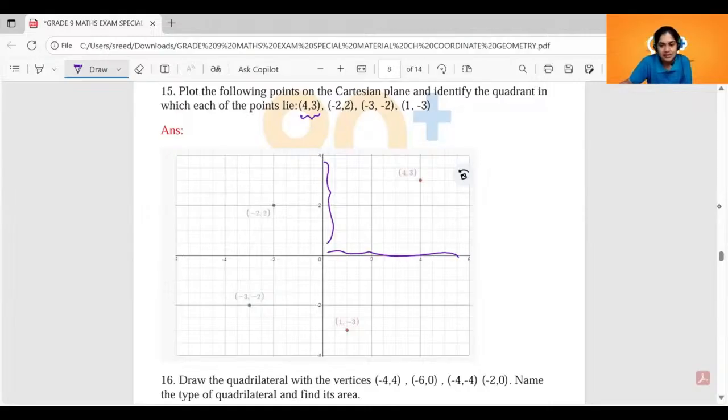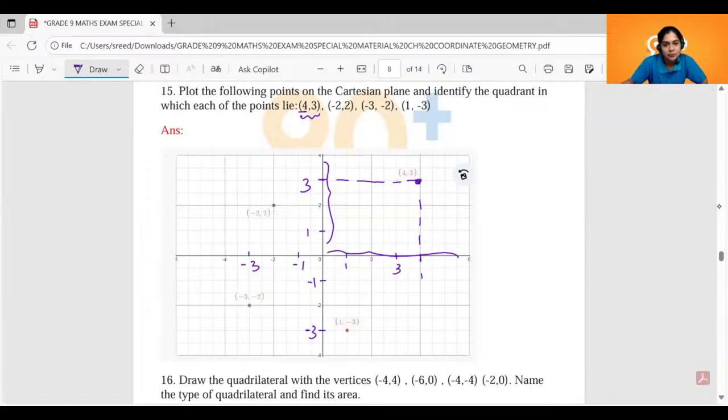So the X and Y axes you have drawn, correct? In between, the points are not given. This is 1, this is 3, this is -1, this is -3. You know it. Just for making it clear, I'm doing it like this. So 4 means x coordinate 4, y 3. I'm drawing the perpendicular on x 4 and a perpendicular on y 3. This is the point. This is how you plot.